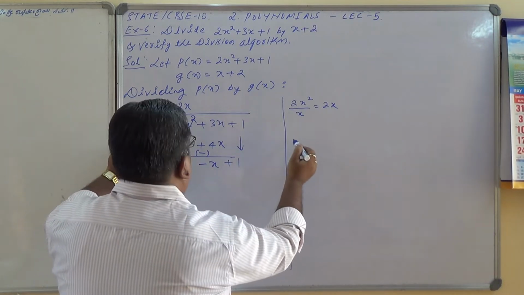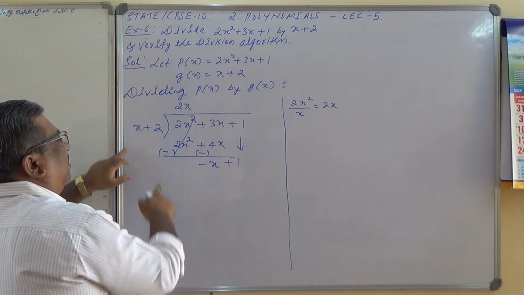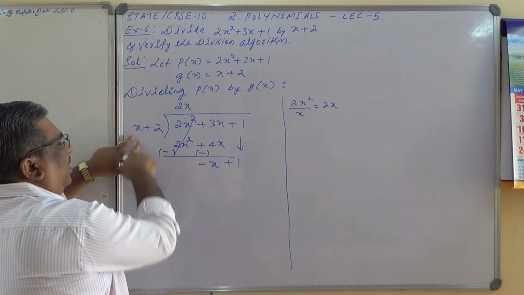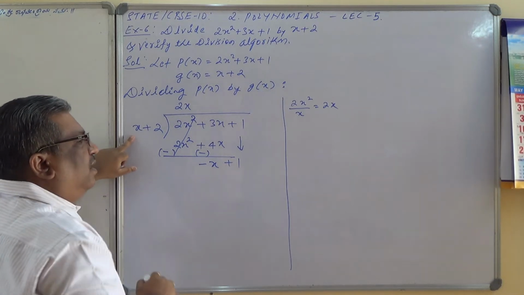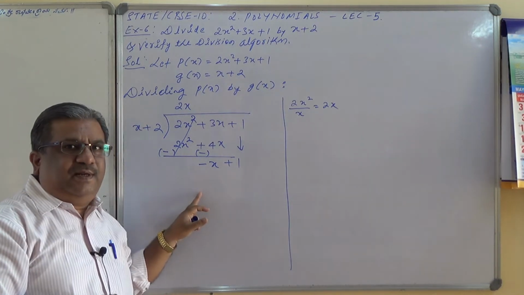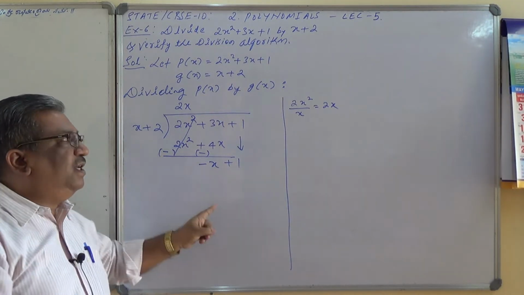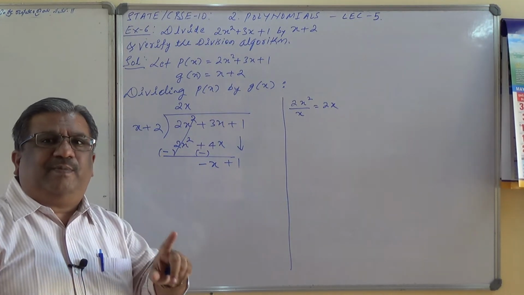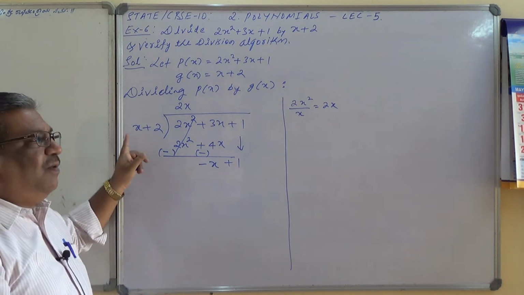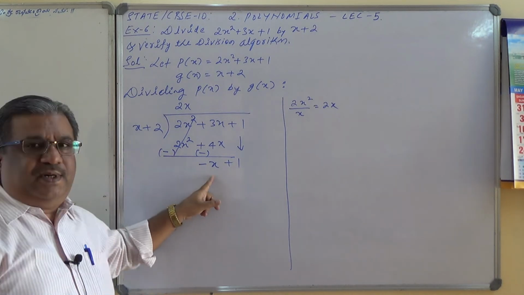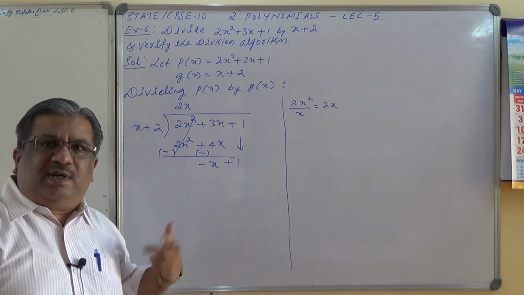Now see here the degree is 1, here also the degree is 1. How long this division process continues? This division process continues till the remainder becomes 0 or the degree of the remainder should be less than the degree of the divisor here. What is the divisor? Degree is 1. Here also the degree is 1 and therefore still it will continue.